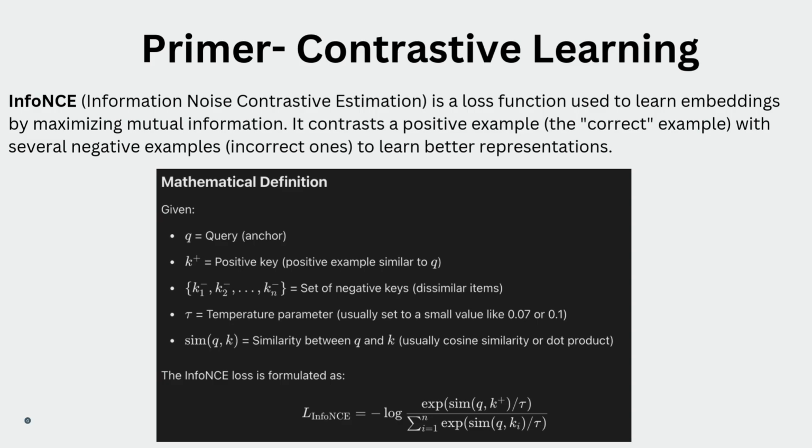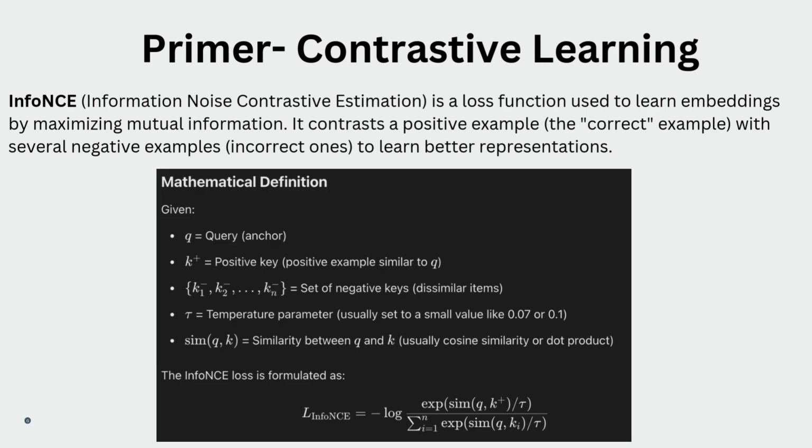Now, let's talk a bit more about some of the loss functions which can be used with contrastive learning. One such very popular loss function is InfoNCE, or information noise contrastive estimation. The fundamental idea here is that you want to contrast a positive example with several negative examples so that you can encourage the model to distinguish between them.